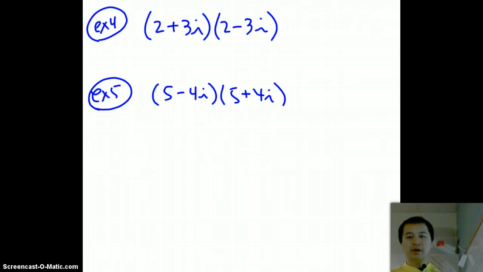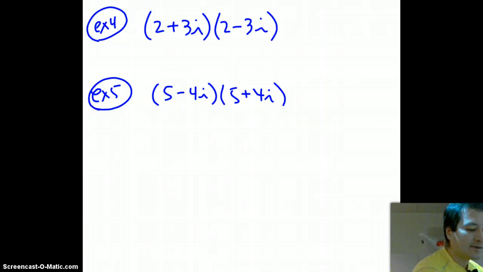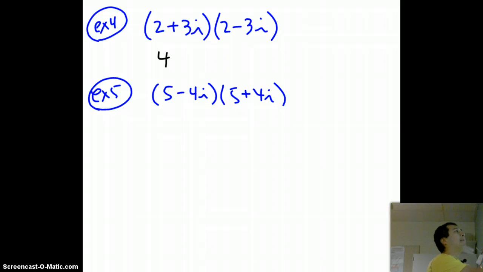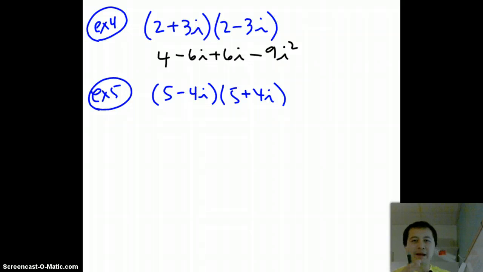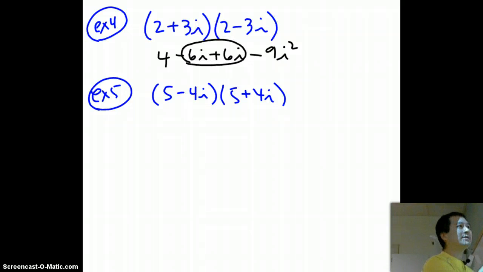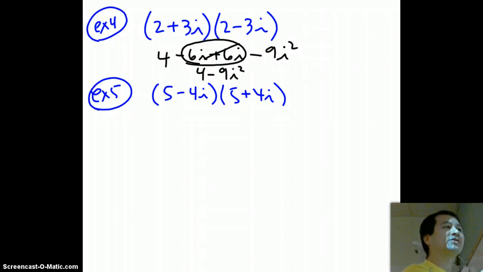Good. So I'll give you a couple of seconds to multiply that out. Hopefully you pause that video. And you should end up something like this. You should end up with 4 minus 6i plus 6i minus 9i squared. And you notice something special. When you combine like terms, this middle part tends to cancel out. As negative 6i and a positive 6i goes away, leaving 4 minus 9i squared.